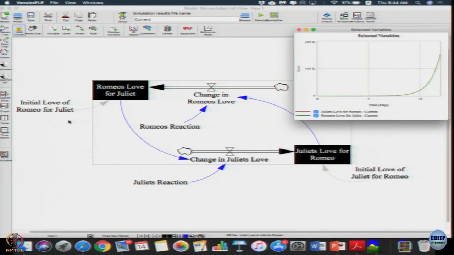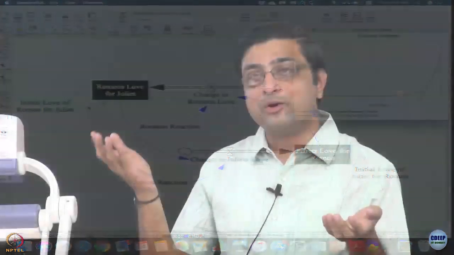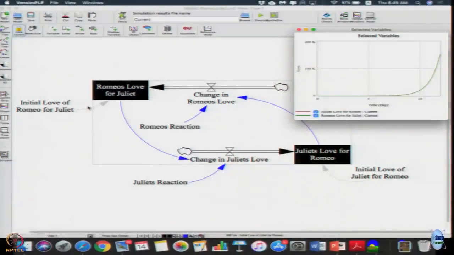Exponential growth. So, here as Romeo's love for Juliet increases, the change is in the positive direction. So, Juliet's love for Romeo also increases, and because of that, Romeo likes Juliet even more. So, it is a reinforcing positive feedback system that we have here, which is causing exponential growth in both their love.